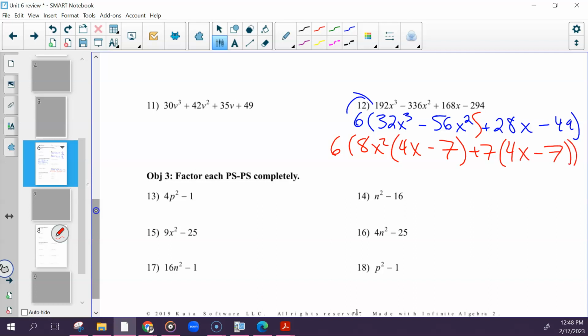Then how would we write our final answer? 6 parentheses x squared plus 7. Missing something. 8, yeah, 8x. 7 parentheses 4x minus 7. And there you go. Here, have it.